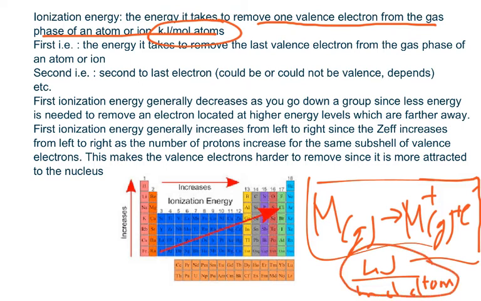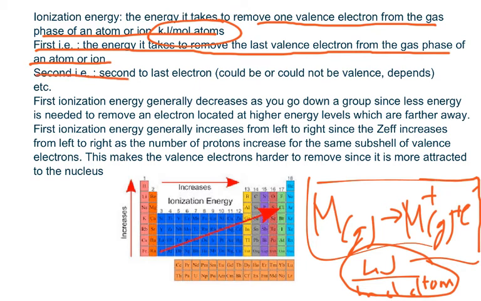And this is the reaction that ionization energy is describing, and it's written in kilojoules per mole of atoms, since kilojoules per mole of atoms is simply saying the energy that it takes to remove 1 mole of electrons from 1 mole of atoms, since each atom will lose 1 electron. So 1 mole of atoms will lose 1 mole of electrons, and each of them will lose 1 electron, of course. So the first ionization energy is the energy it takes to remove the last valence electron from the gas phase of an atom or ion.